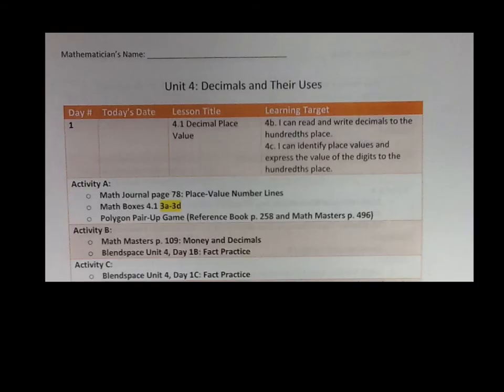All right, today in math then, you're going to be working on reading and writing decimals and identifying their place values. You'll do this by completing page 78 in your math journal, which is place value number lines. We did this exact page during our lesson today. Then you're going to do math boxes 4.1. Most of us already completed this, but remember that you need to have 3A through 3D checked with your teacher. Finally, you're going to do polygon pair up, which uses the reference book and a Math Masters 496.